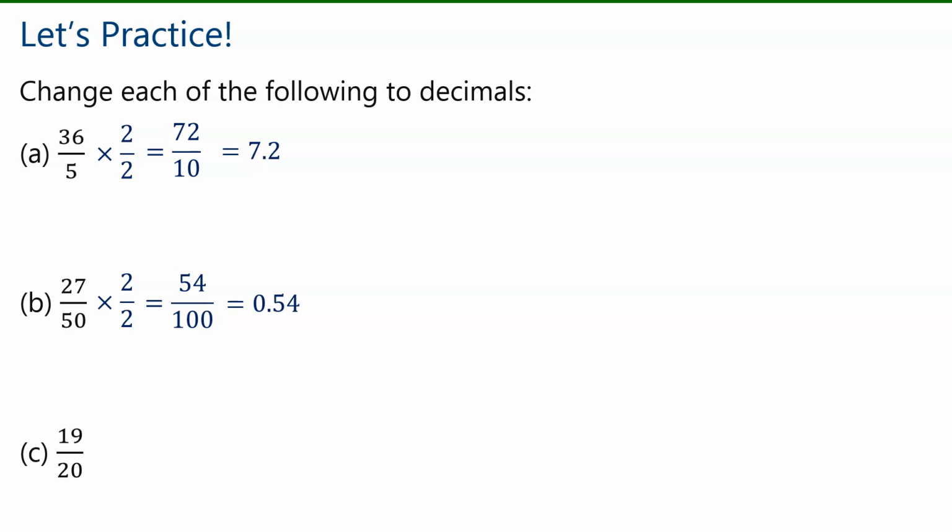And then for c, I have 20 in the denominator. So what can we multiply 20 by to get 100 is what you need to ask yourself. 20 times 5 is 100. Now 19 times 5 is 95, and 20 times 5 is 100. So that gives us 0.95, 95 hundredths.